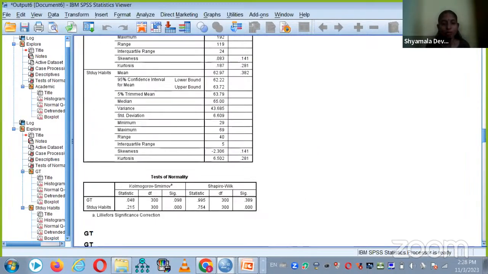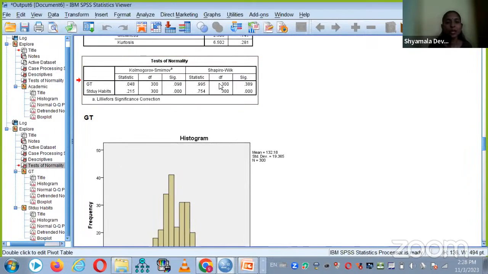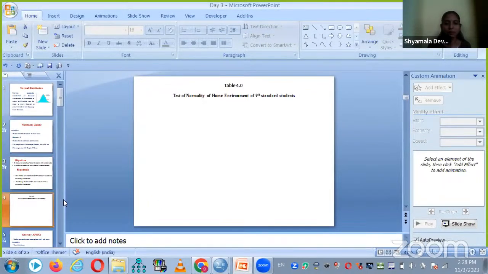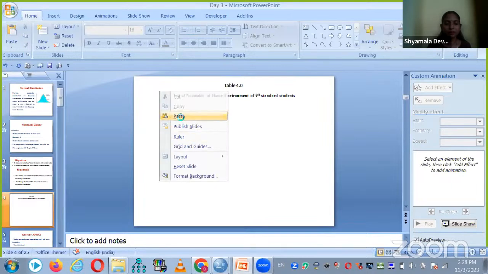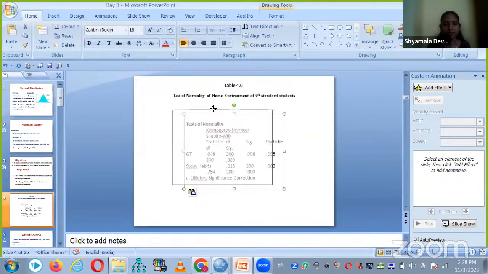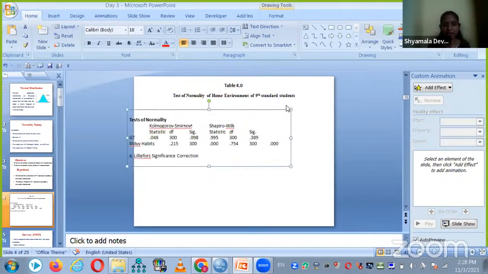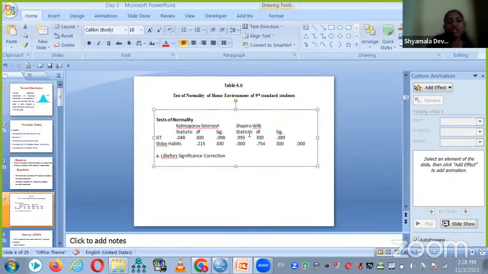Now what I'm going to do is, I want only this table, okay? So let me copy this table and go to my PPT. I have not drawn the table here. With this, we can easily get it. As I told, it is a large size sample and hence you have to check the values of the Shapiro-Wilk test.